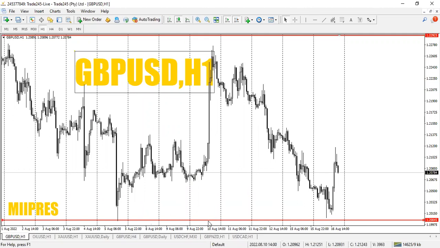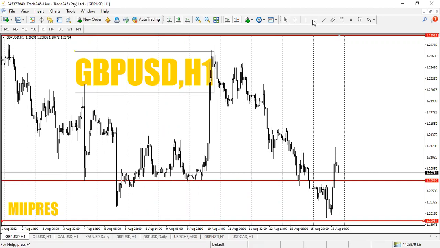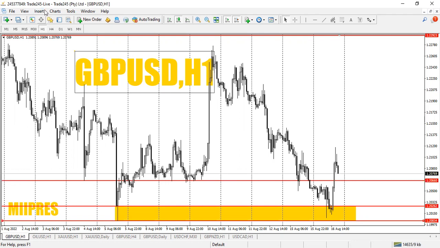If you draw a horizontal line over there, and you draw another one over there, and then another one over there, you're trying to do a bit of a market recap of what the market has been doing. And then obviously, as you can see, even over that level over there.